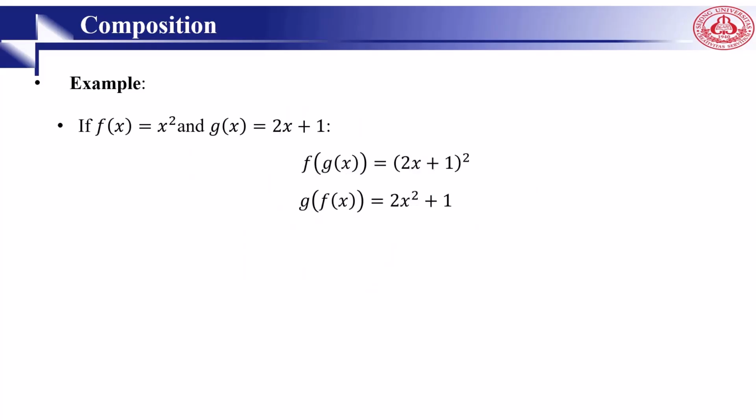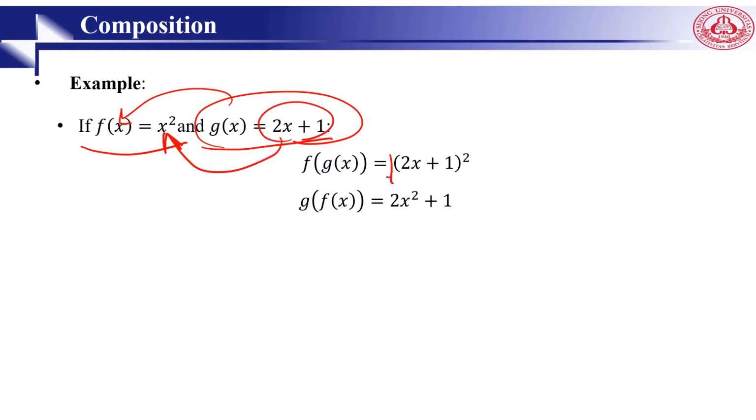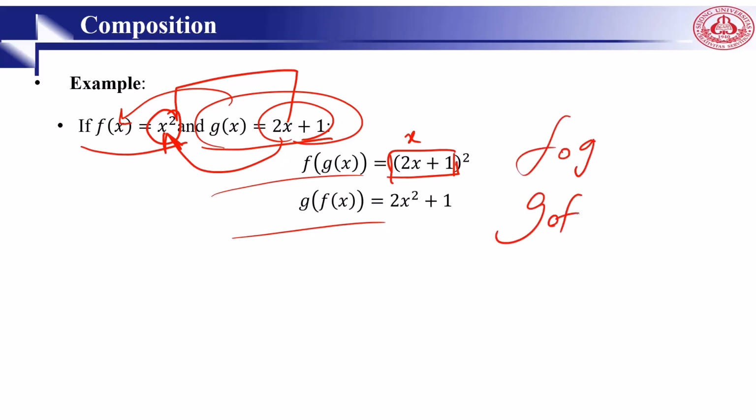Here you can see, for example, we have f(x) equals x squared and g(x) equals 2x plus 1. How do you do it? We consider the whole g(x) as x here. So when we say f(g(x)), instead of x we put the whole g(x), so it will be (2x plus 1) squared. And on the opposite side, for g of f(x), we put the whole content of f, so it will be 2x squared plus 1. This is the meaning of f o g and g o f.